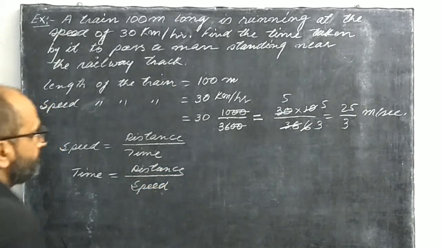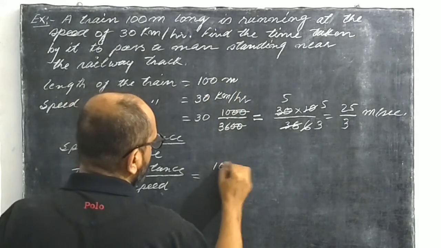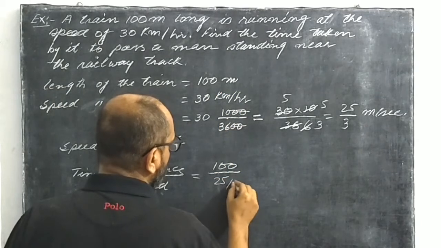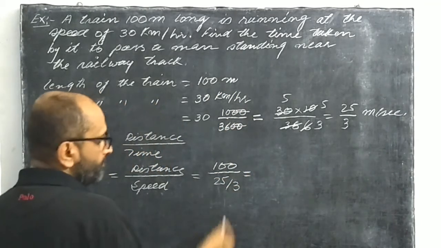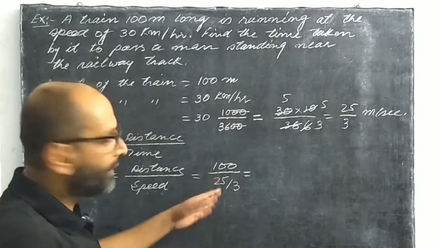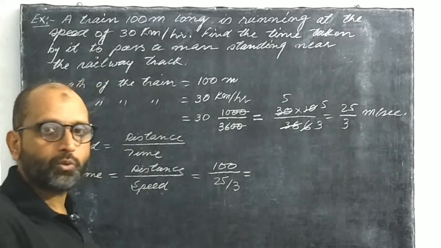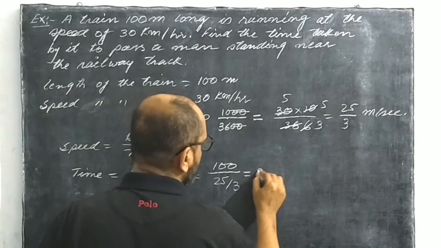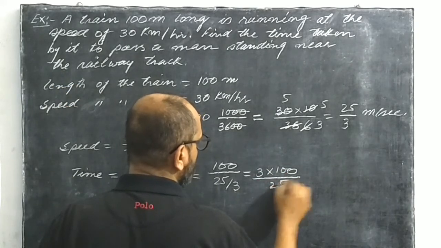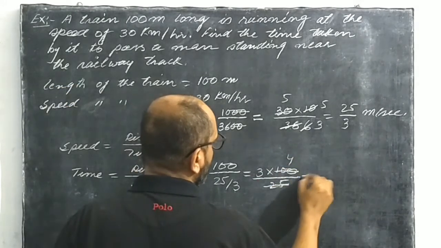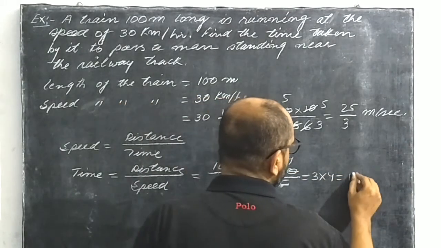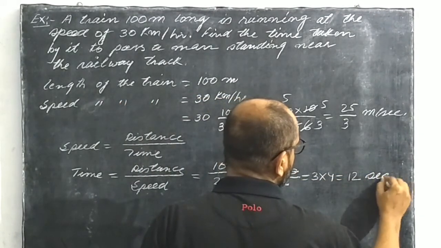Now distance is equal to 100 meter and speed is equal to 25 upon 3. So as you know, this 3 goes in the main numerator because this is the rule that denominator of denominator is shifted to main numerator. So 3 into 100 divided by 25, as you know, 25 will divide 100 4 times, and we have only 3 into 4, that is equal to 12. 3 4s are 12 seconds.